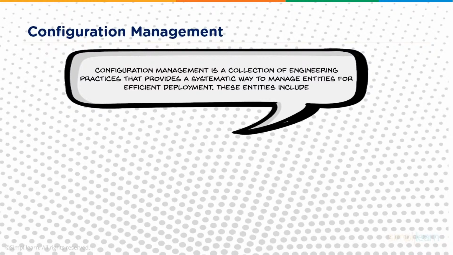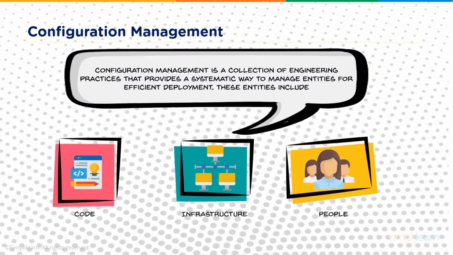And what are these practices for? These practices are for managing your entities, the entities which are required for efficient deployment. So what are these entities that you need for efficient deployment? They are code, infrastructure, and people. Code is basically the code the system administrators write for configuring your various systems. Infrastructure is the collection of your systems and your servers. And then finally, you have the teams that take care of this infrastructure.